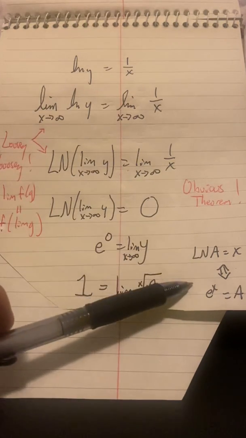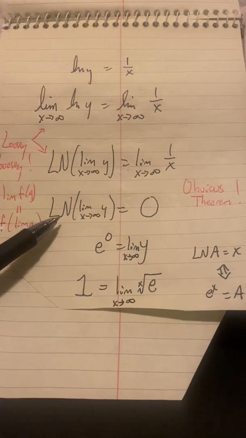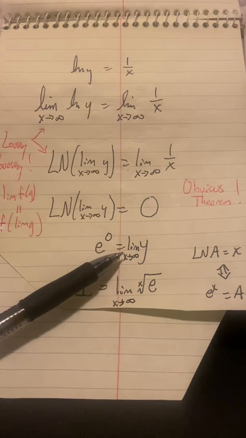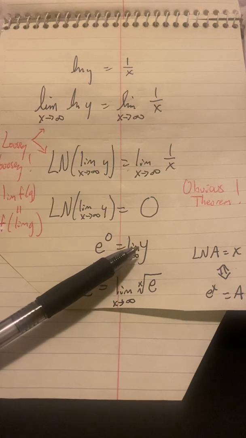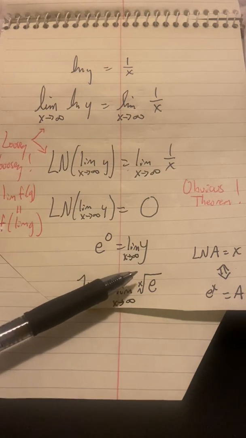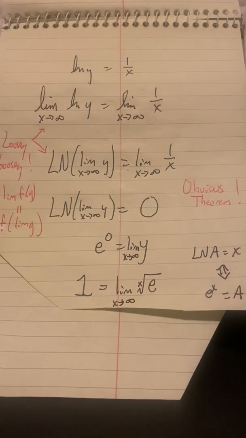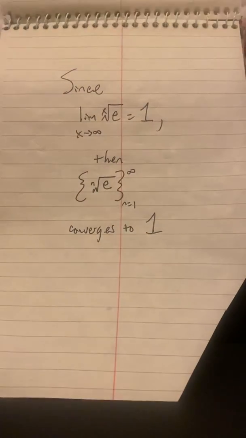Then we'll use the definition of a logarithm to say that if the natural log of something equals 0, then e to the 0 equals the something. And in this case, it's the limit of the function that we're wanting to know the limit of. So y was the x root of e, and e to the 0 is 1. So we found that our function converges on 1. And if the function's limit is 1, then this sequence converges on 1.